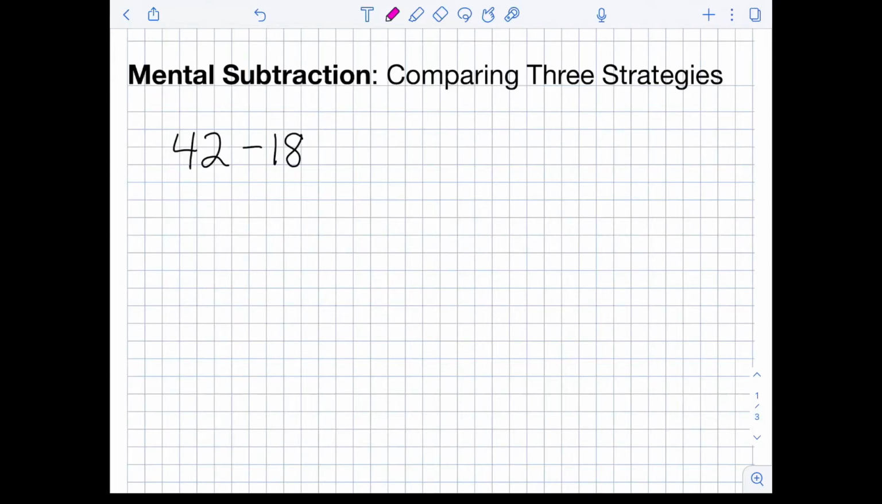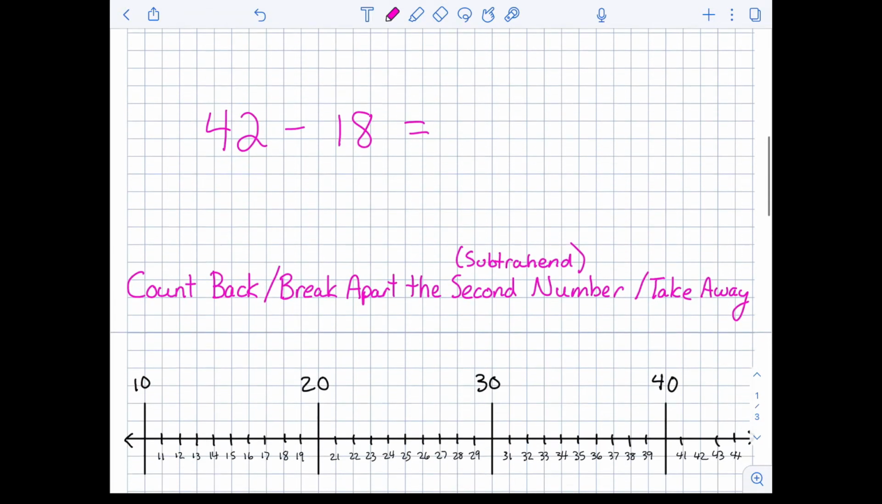In this video, we'll be looking at mental subtraction strategies. We'll compare 3 different strategies and also use the number line as a visual representation to help us understand them. Our problem will be 42 minus 18, and we want to solve this mentally.